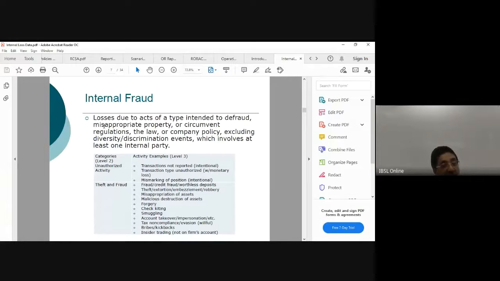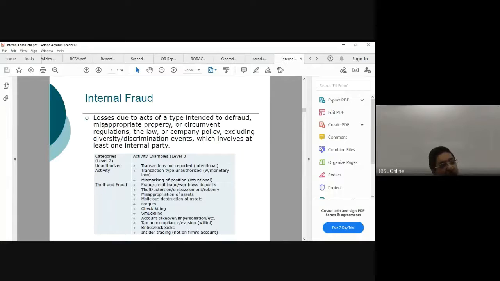Now, internal fraud can be divided into several other factors, that is unauthorized activity and theft and fraud. These two things come under level 2 of that particular risk event. If you go further, under unauthorized activity, you will have transactions not reported, transaction type unauthorized, mismarking of positions. Those are level 3 activity examples.